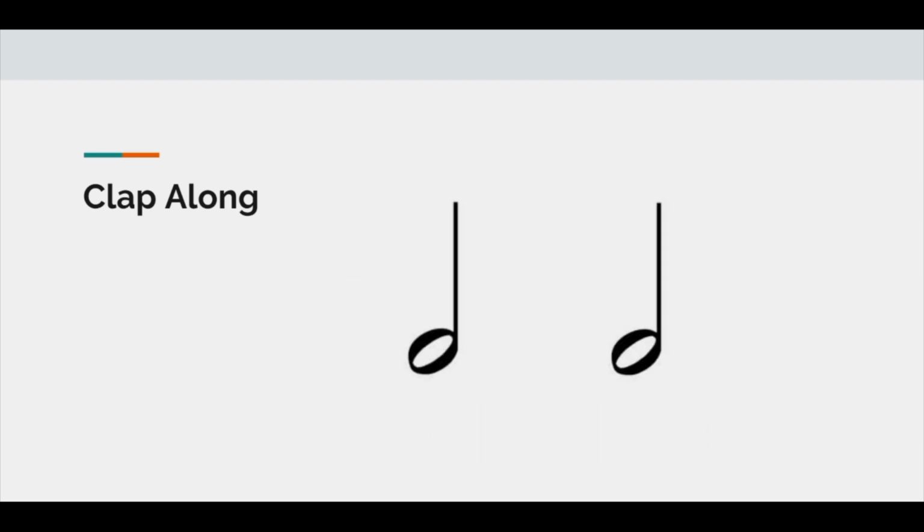Here's an example with half notes. Here's how they would sound like. 1, 2, 3, 4. 1, 2, 3, 4. Notice I clapped on every other beat because they last for 2 beats.